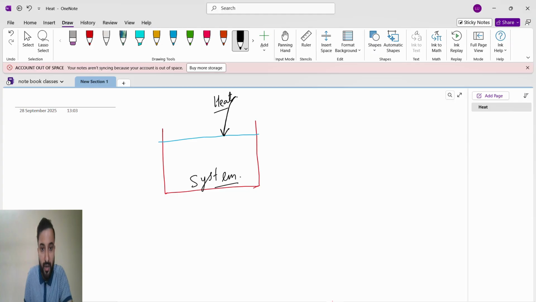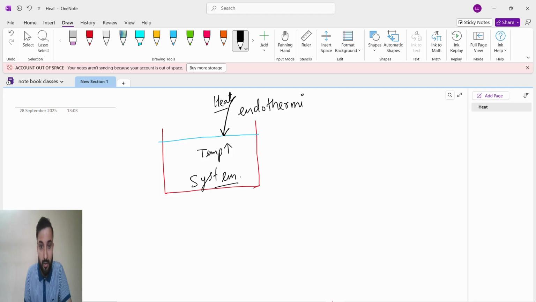So what will happen when heat is absorbed by the system? The temperature will increase. Obviously the temperature will increase, because the system is absorbing the heat. Heat is absorbed by the system means heat is coming into the system. So inside means it is an endothermic process.